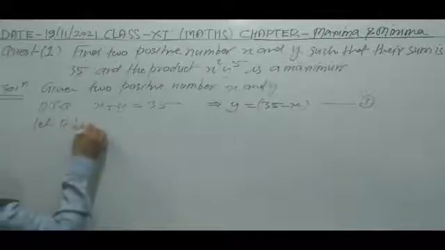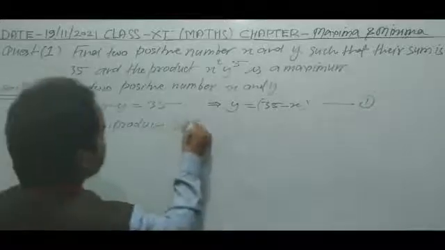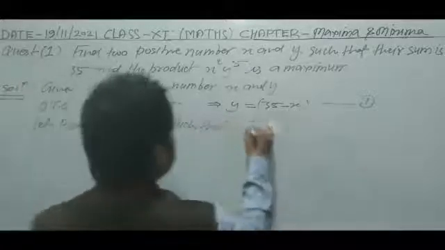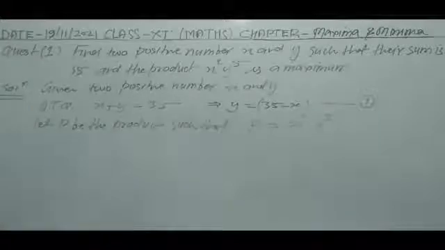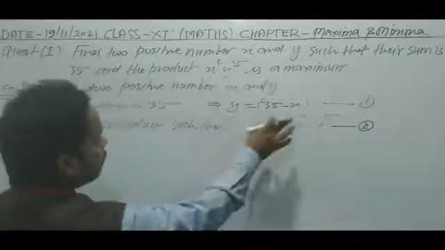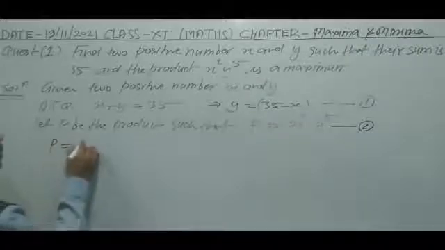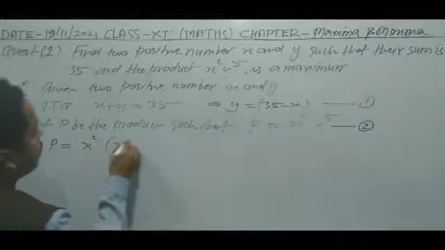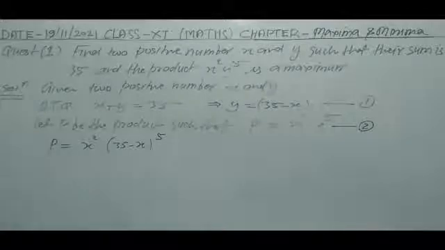Let P be the product such that P is equal to x square into y to the power 5. Consider this equation 2. Now we put the value of y from equation 1 into equation 2. This implies P will be equal to x square into (35 minus x), this is the value of y, to the power 5. So this is P.